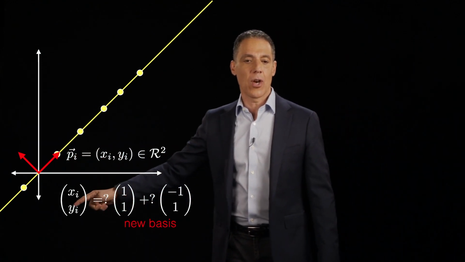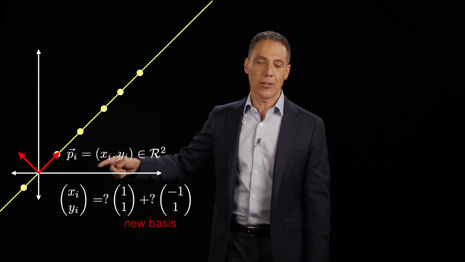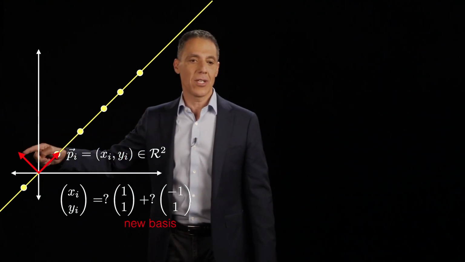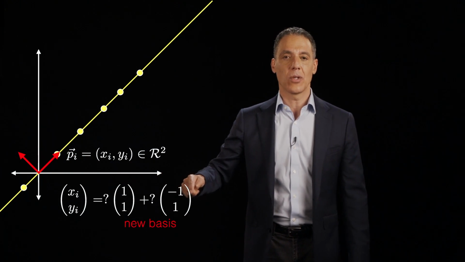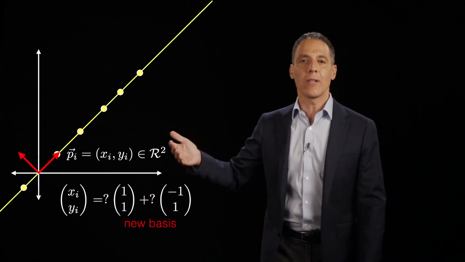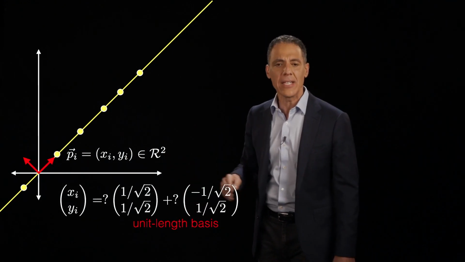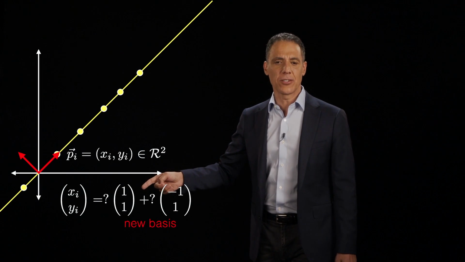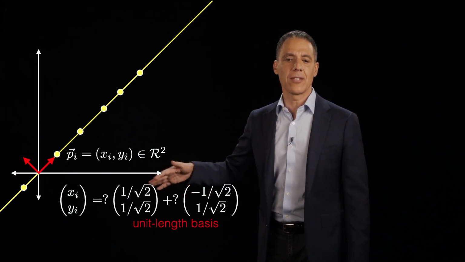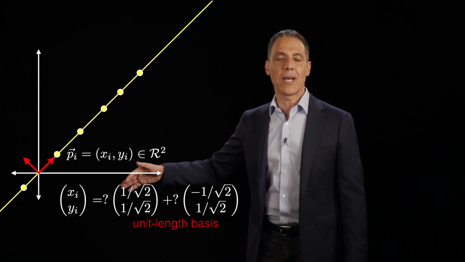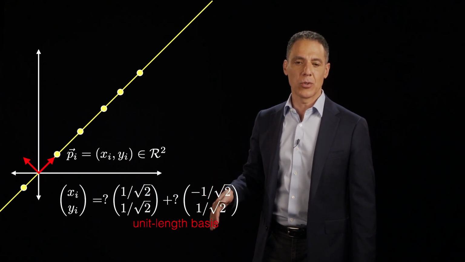Now the question is, for each point xi, yi represented with respect to the canonical basis, what is its representation in this new basis represented by the vectors 1, 1 and minus 1, 1? This isn't like me asking you what 24 in base 10 is in base 8. What is the conversion? First of all, I don't like basis vectors that are not unit length. Each has a length of root 2. So to simplify things, let's normalize these by dividing by their length. So it's 1 over root 2, 1 over root 2, and minus 1 over root 2, 1 over root 2.